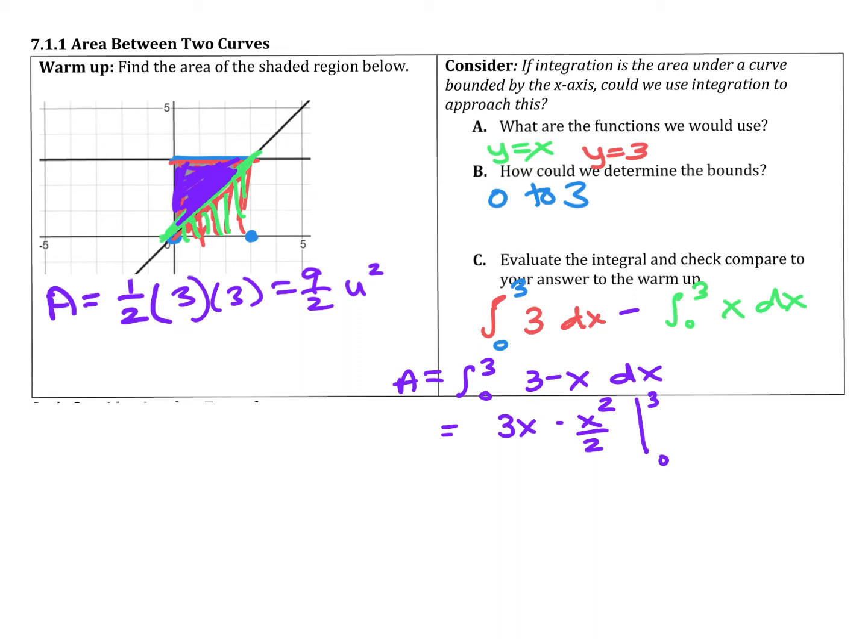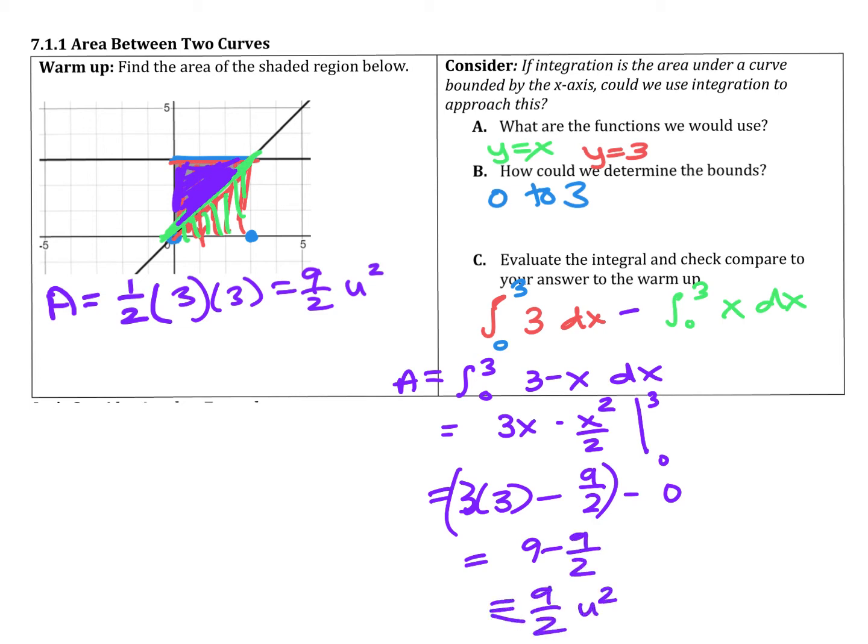And we're evaluating it from 0 to 3. Those are the bounds on the integral. So now we can go ahead and plug in the top value. So 3 times 3 minus 3 squared over 2 is 9 over 2. And if I plug 0 in, I'm just going to get 0: 3 times 0 minus 0 squared over 2. So this is going to become 9 minus 9 over 2, which is 9 over 2 units squared. So we're getting the same answer.